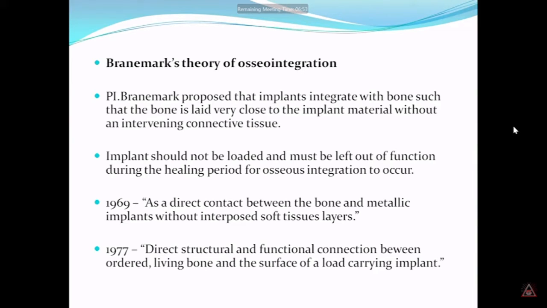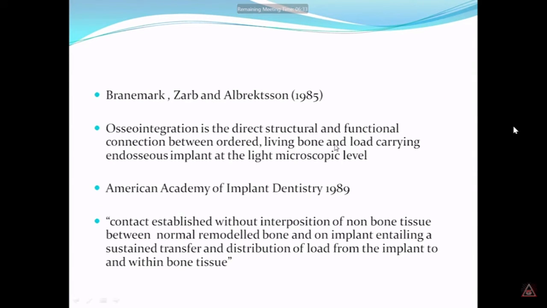And you should know one definition of osseointegration. There are a lot of definitions of osseointegration, so I'll tell you which one to write. Okay, write first and second. Write this one, 1985, Brånemark, Zarb, and Albertsson. You should know one definition. Just write down: define osseointegration. It has been asked in the exam, and it can be asked again.